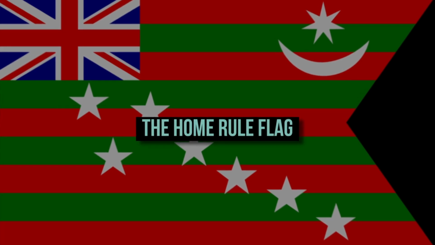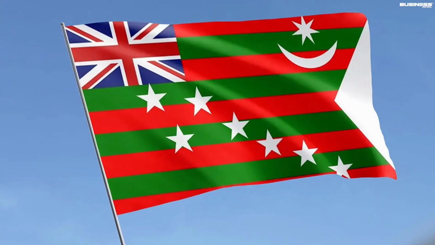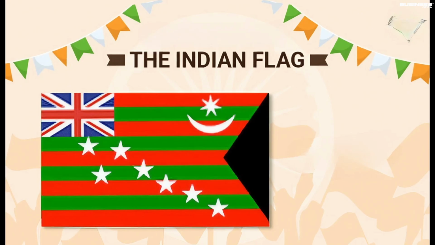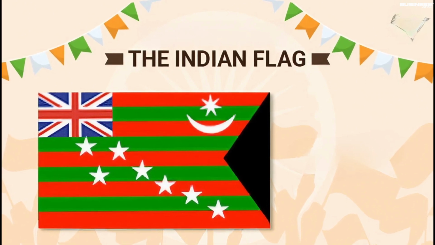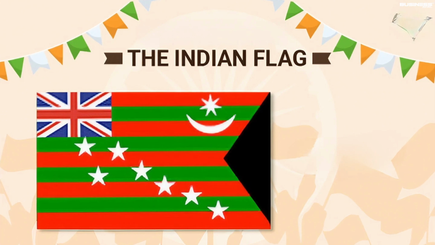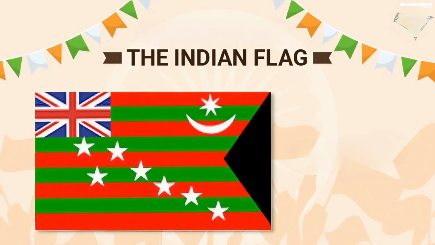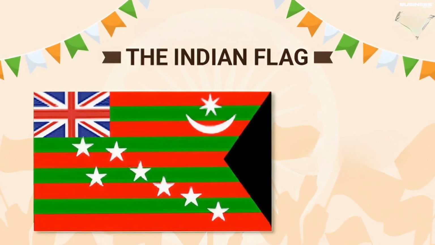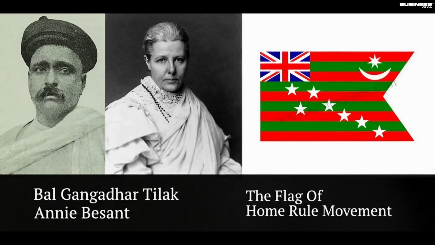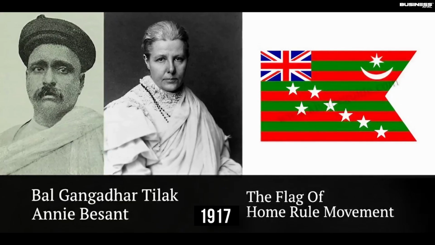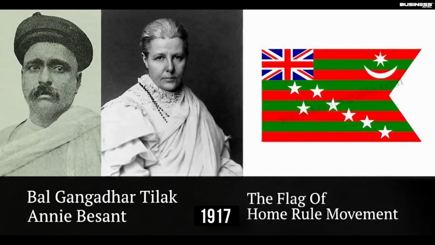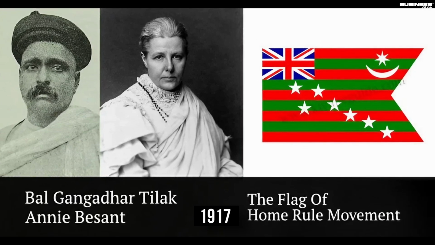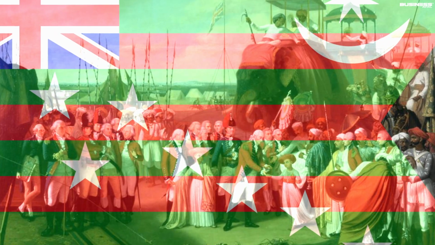The Home Rule flag. The Home Rule League proudly flew a flag with a unique design. Imagine a horizontal tricolor of red and green, featuring the Union Jack in the top left corner and 7 stars in the middle band. A white crescent and star could be seen at the top right. Also, it had a triangle-shaped cut. Designed by Annie Besant and Bal Gangadhar Tilak in 1917, the flag symbolized India's religious diversity, with the 7 stars representing ancient wisdom. The Union Jack subtly reflected India's colonial history under Britain.